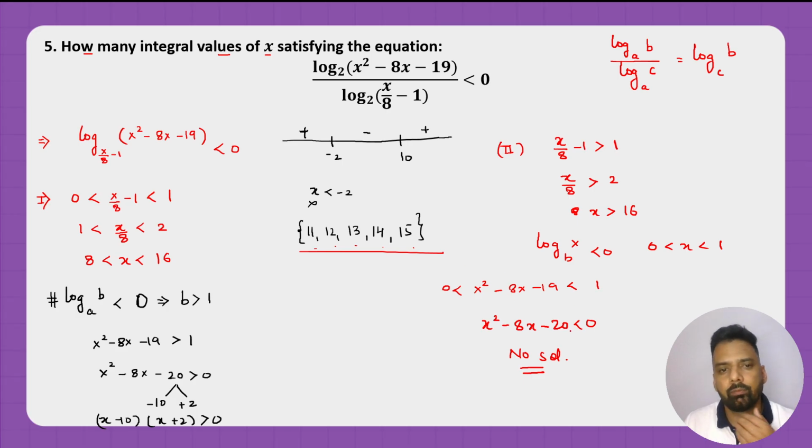right? Because the condition for less than 0 will be satisfied in this zone, right? But x has to be more than 16, that does not lie in this zone, so there will be no solution. So only 5 values x can take.